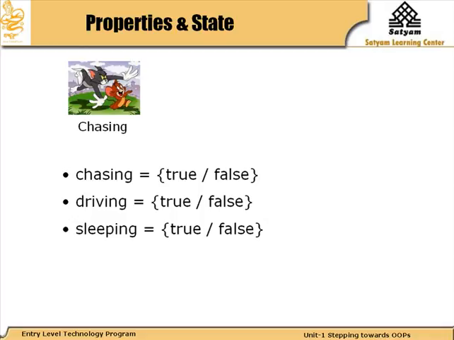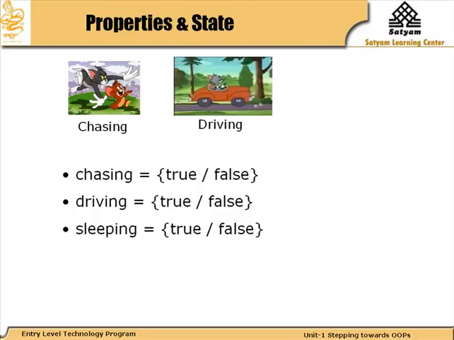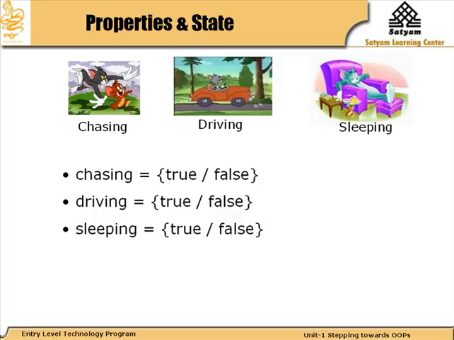And if driving is set to true, it implies that Tom is driving, and driving becomes the state of Tom. And if sleeping is set to true, it implies that Tom is sleeping, and sleeping becomes the state of Tom. This is how properties and state are related.